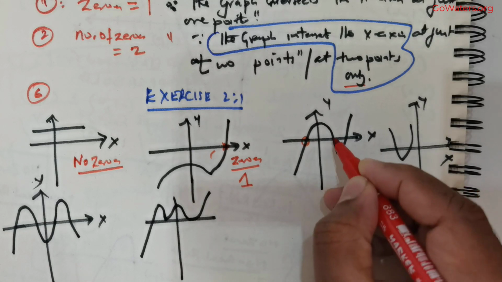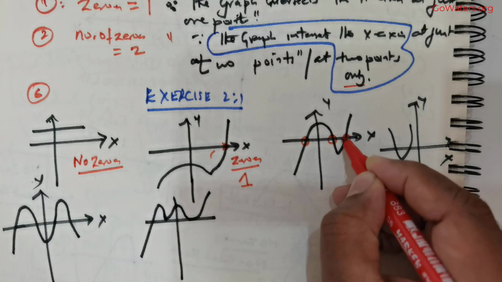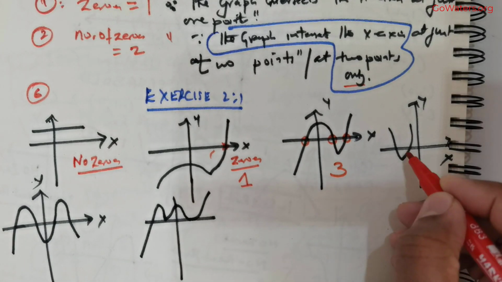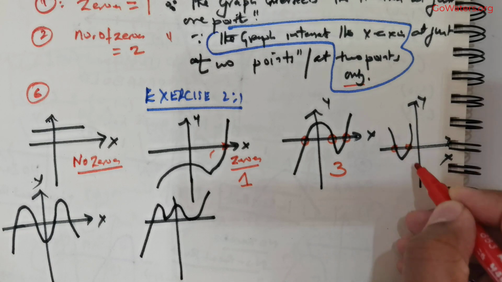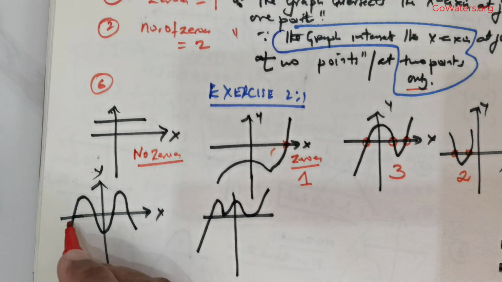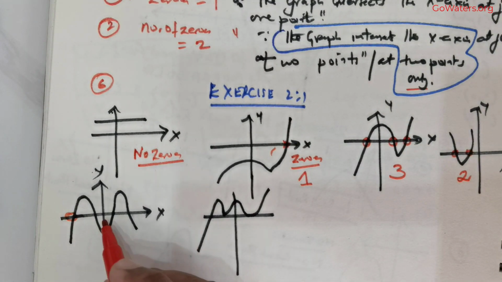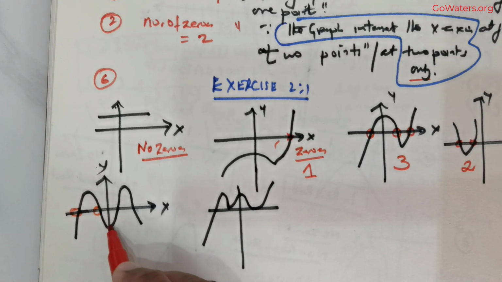Over here, how many intersections? You got an intersection here, you have an intersection here, you got an intersection here. Number of zeros? 3. How many intersections here? 1 and 2. 2 intersections. How many intersections here? There's an intersection here, here, here, here, and here. 1, 2, 3, 4, 5. 5 zeros. It has got 5 zeros.